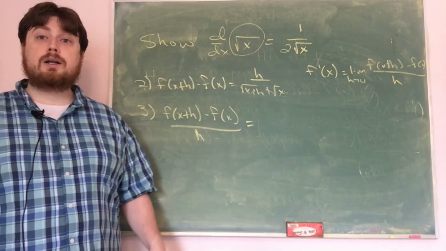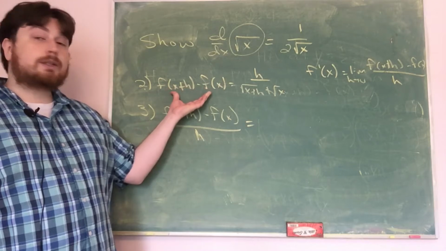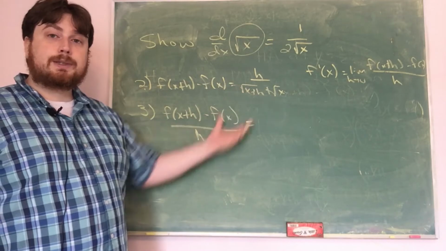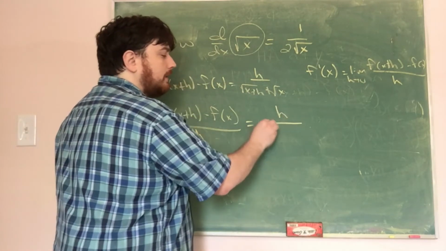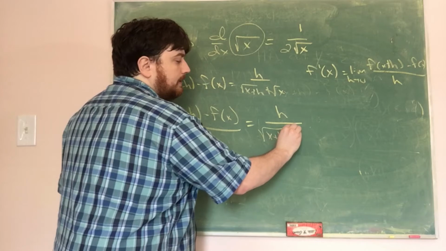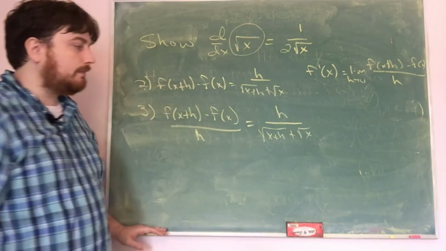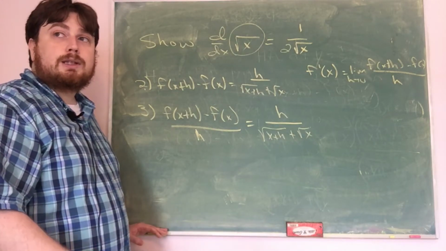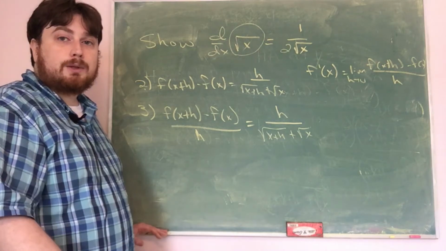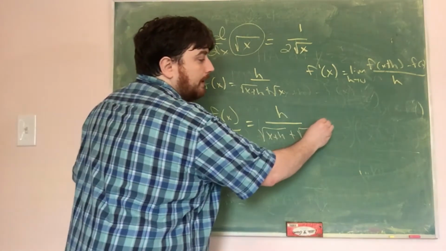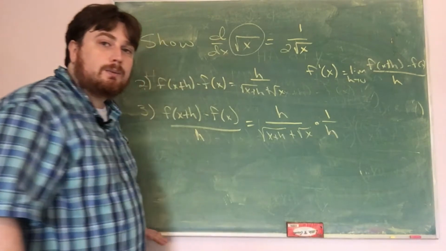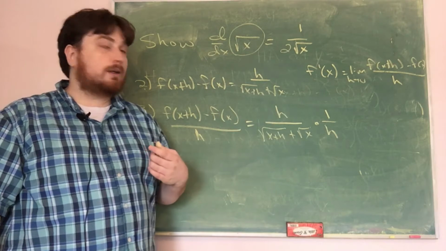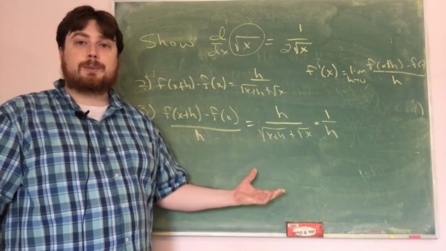All right, now for my third step, what I'm going to do is take f of x plus h minus f of x, and then all divided by h. I've already found that f of x plus h minus f of x is h over the square root of x plus h plus the square root of x. Now I could divide the whole thing by h, but since I'm going to divide fractions anyway, I'm going to multiply by the reciprocal. So instead of dividing by h, I'm going to multiply by 1 over h to begin with, because it's going to help me keep track of what's going on, and it's generally going to cause fewer problems than trying to divide by h.